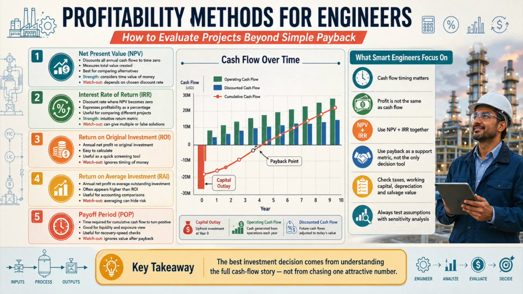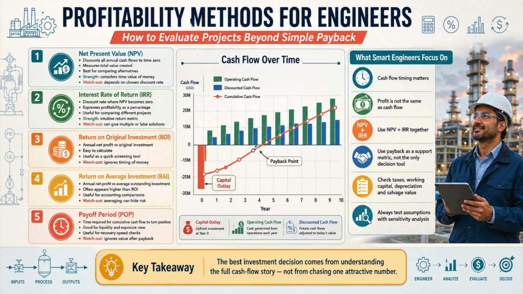The resulting payoff period is about 5.13 years. Payback is easy to understand and useful as a liquidity or exposure indicator. A project recovering its capital quickly may be less vulnerable to long-term market uncertainty, technology obsolescence, or political change. But payback is not a complete profitability measure.